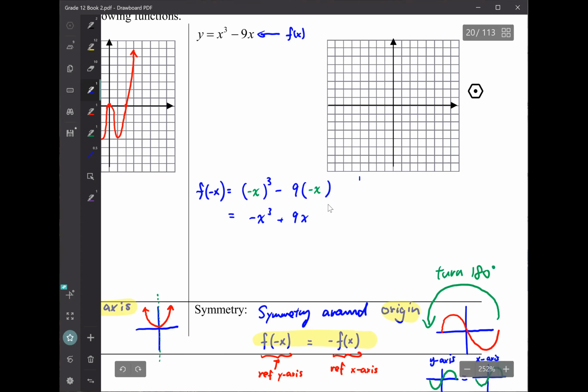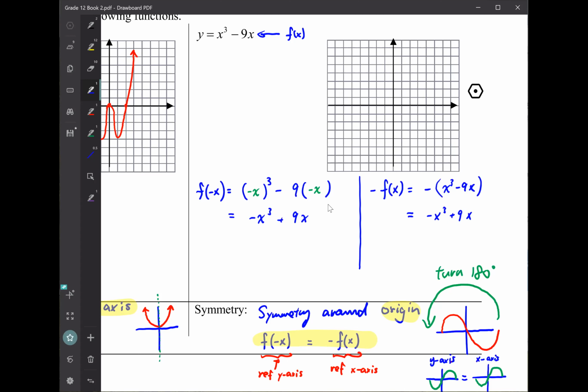Now we are going to put the negative in front of the original function, right? The original function is the question. So we take the original, which is x cubed minus 9x, and we multiply it by negative, okay? What that does is it makes the original function flip over the x-axis. And to get rid of the brackets, the negative will share in. So it becomes negative x cubed plus 9x.